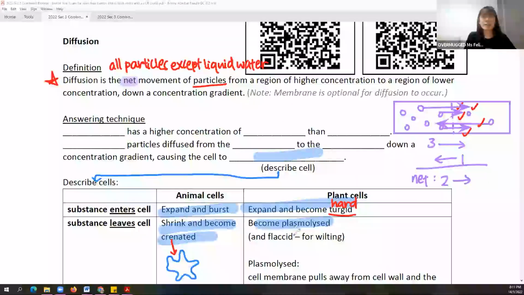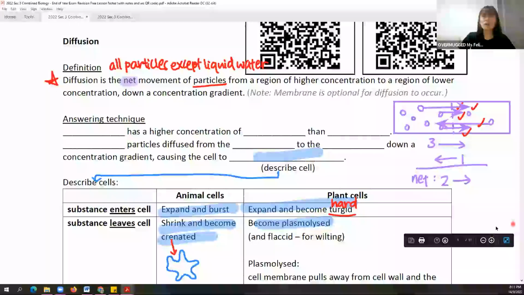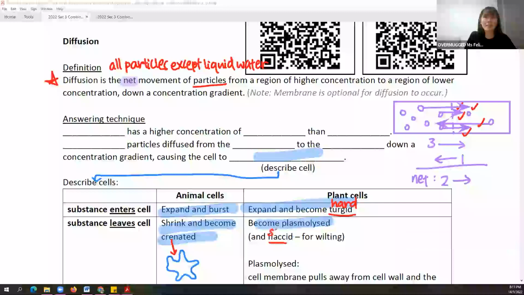Then for plant cell, when substances leave, we will call it plasmolyzed. Sometimes you might hear this word flaccid also. So take note of the difference between plasmolyzed and flaccid, and it also depends on how strict your school marks. For schools that are very strict, they will only accept you to use the word flaccid when it's wilting, because flaccid actually refers to the texture.